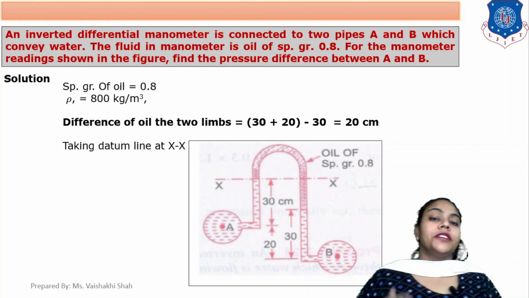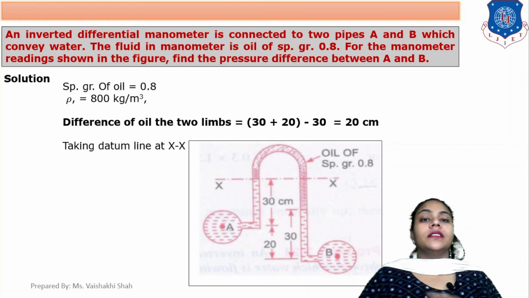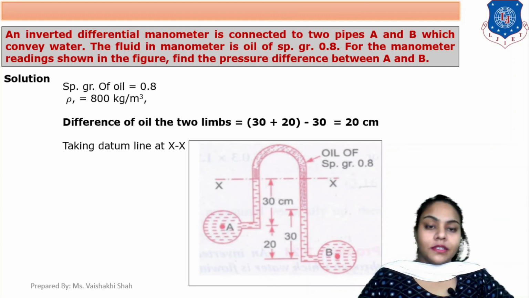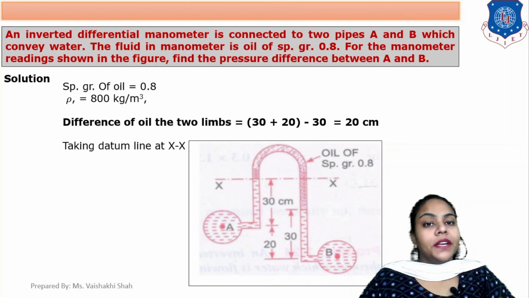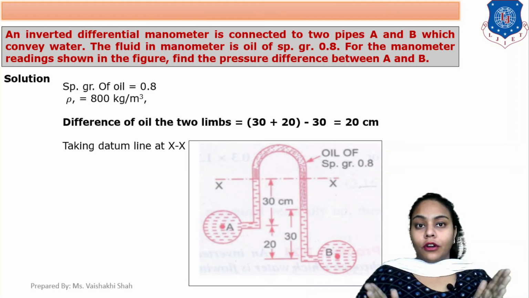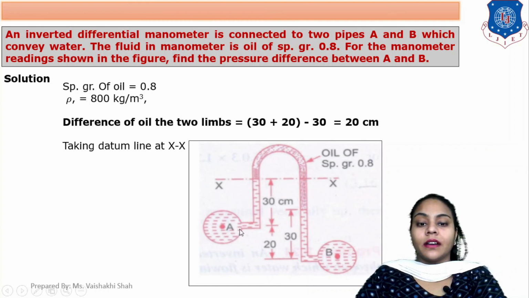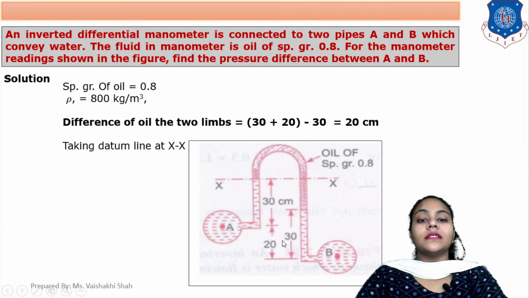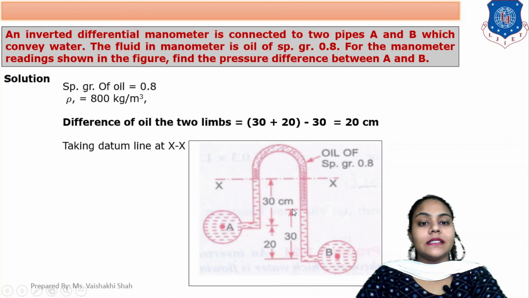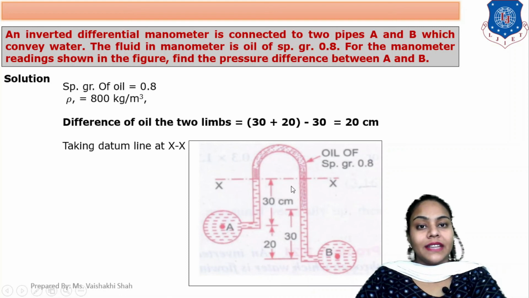Here we have to find out the pressure difference between the 2 pipes. Here specific gravity of oil is 0.8, so density is 0.8 into 1000, which is 800 kg per meter cube. Now, what is the difference of oil layer in the 2 columns? See in the diagram, it is 30 plus 20 minus 30. So you get this distance, which is 20 centimeter, that is your difference of oil.